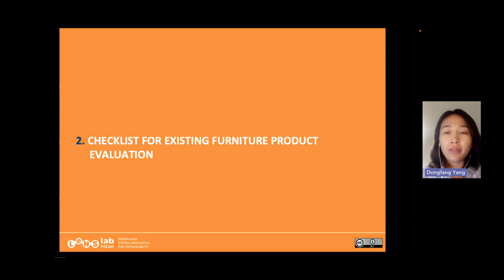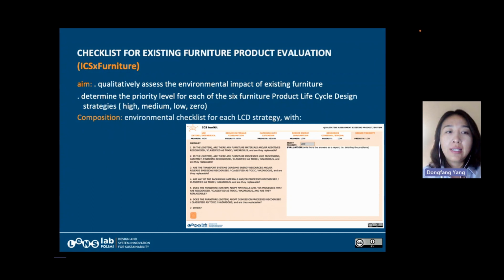And the first tool I'm going to introduce is the checklist for existing furniture product evaluation. The tool helps you to qualitatively assess the environmental impact of existing furniture product and to decide the priority level for each of the 6 furniture product lifecycle design strategies, which is high, medium, low, or 0. And the tool consists of 6 checklists, 1 for each strategy.